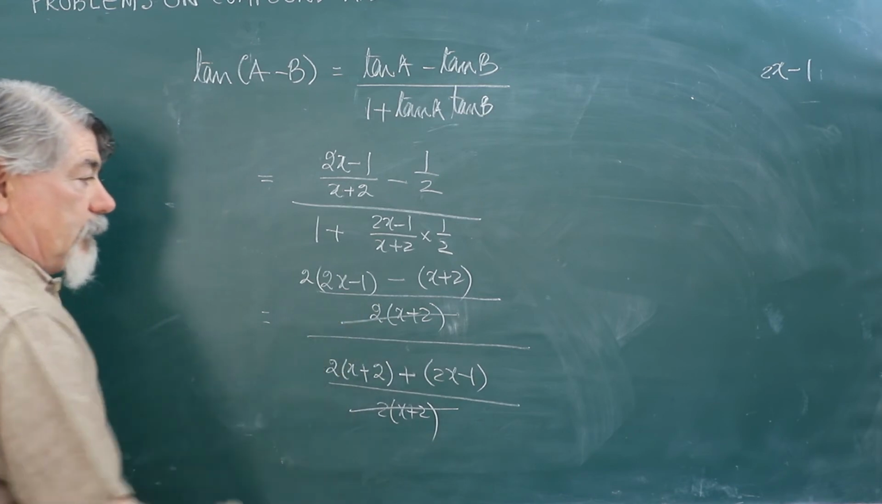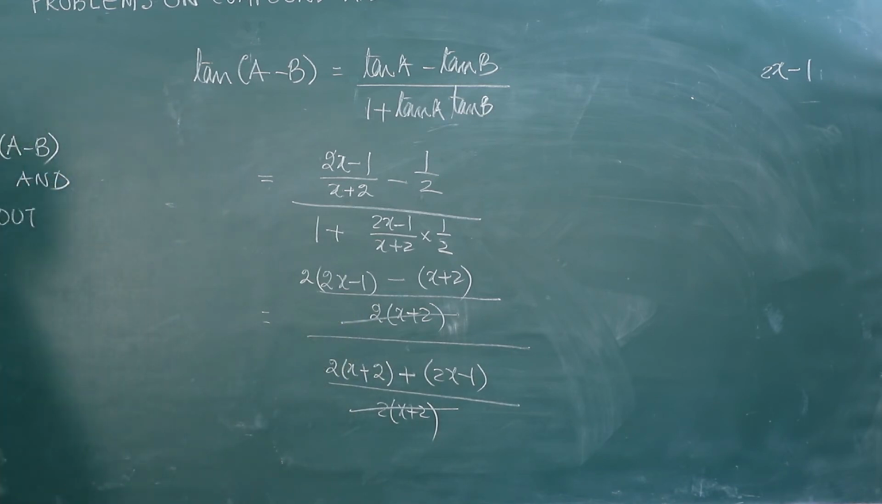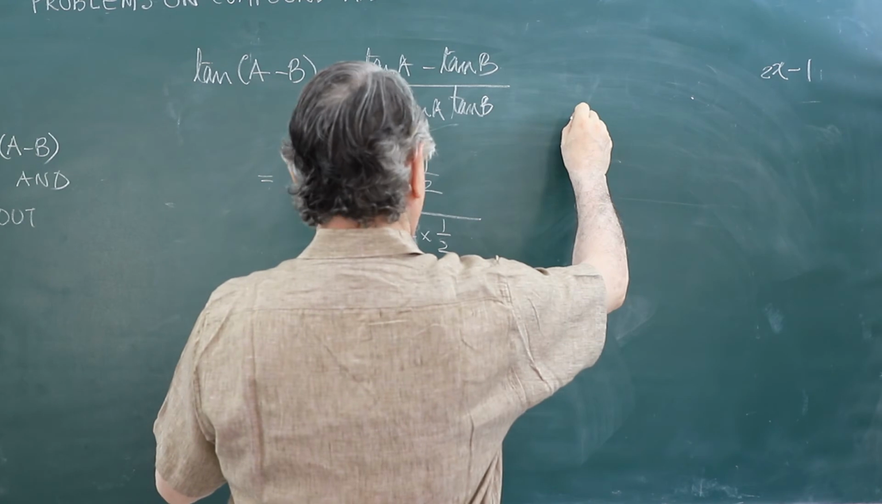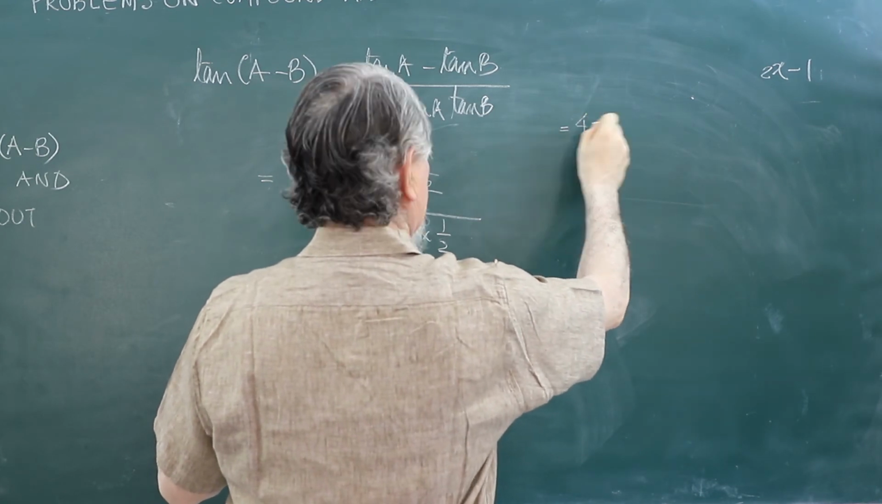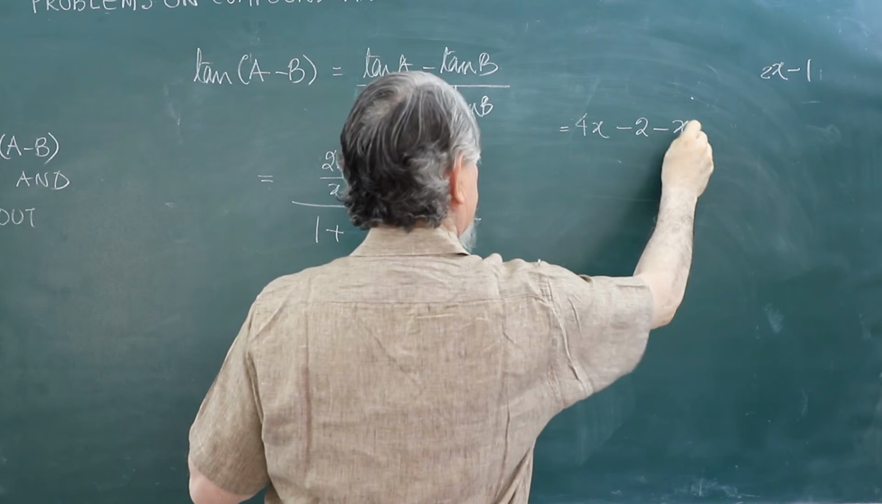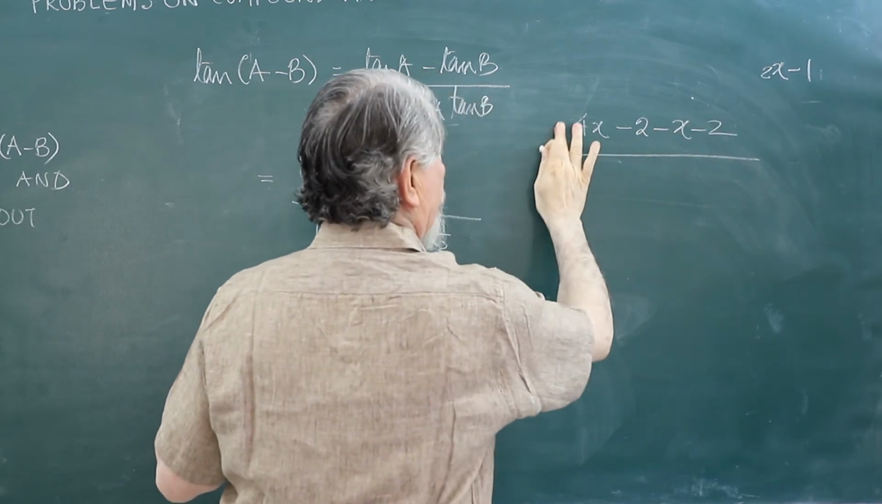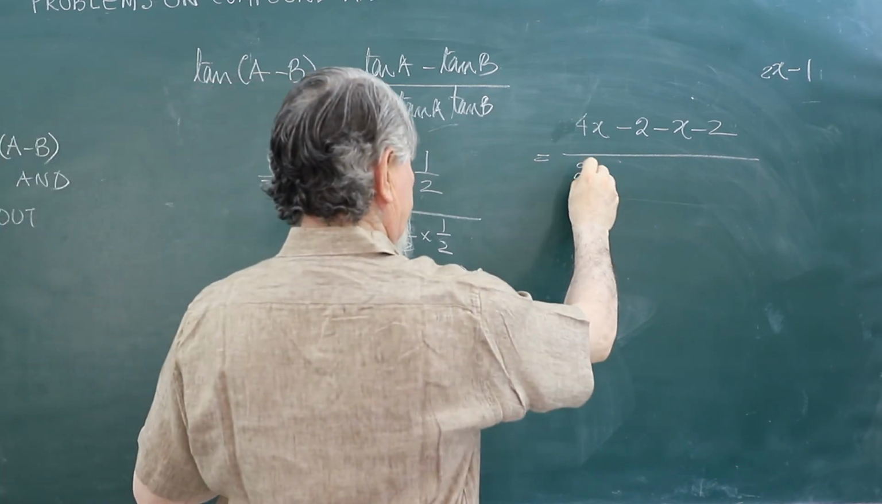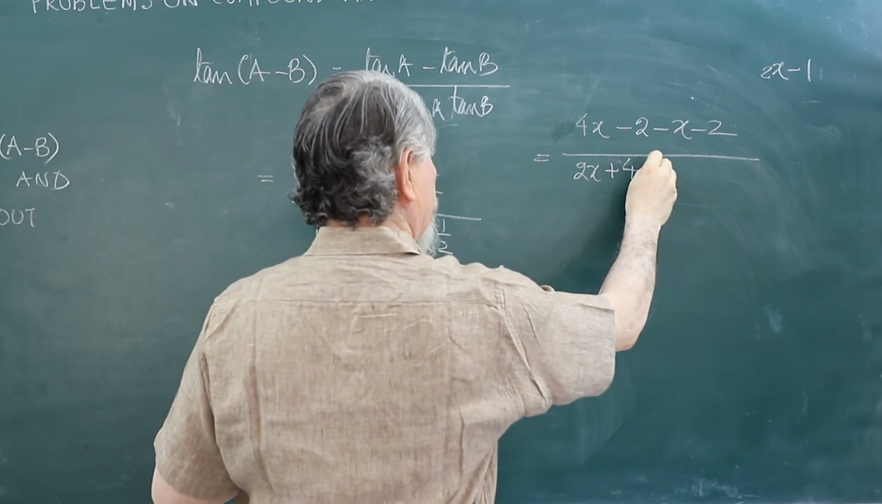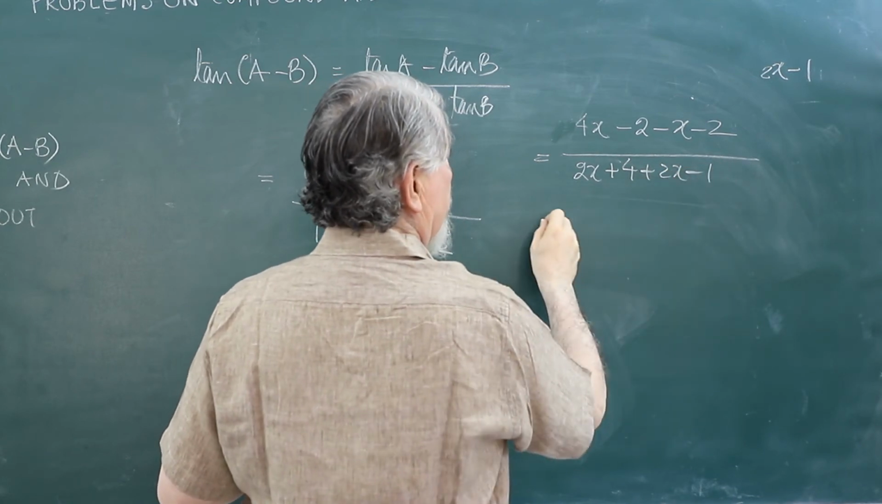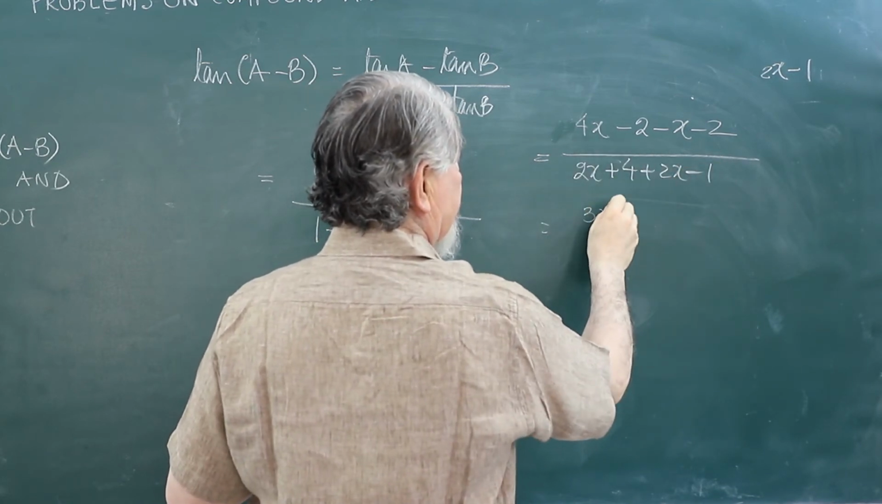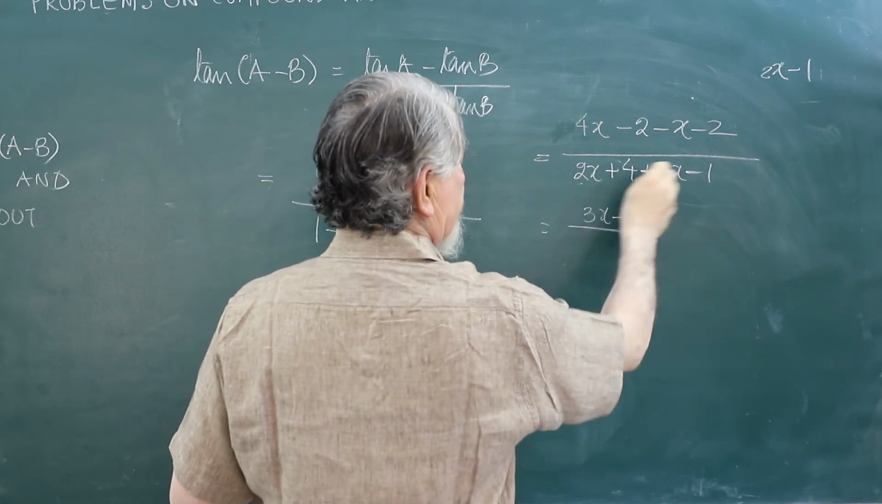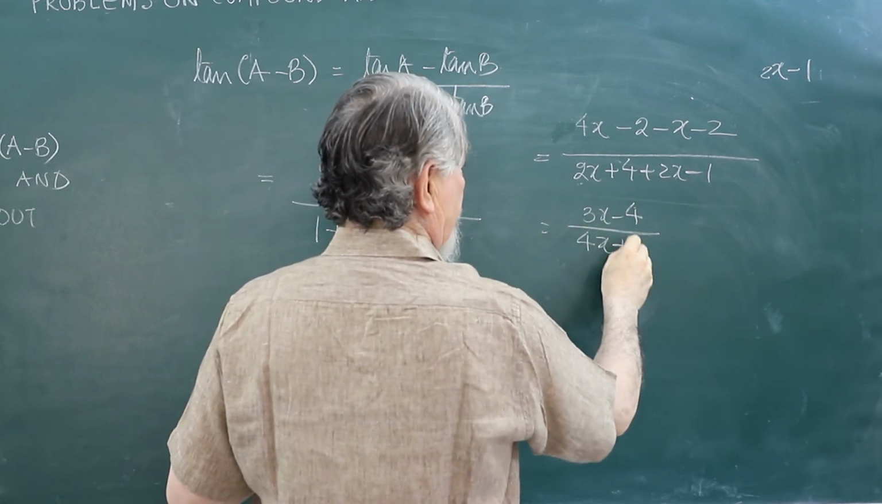This will cancel. Now it is only a simple question of simplification. You open out the brackets, express the thing in terms of x. Like it will become 4x minus 2 minus x minus 2 upon, it is what? 2x plus 4 plus 2x minus 1. So 4x minus x is 3x minus 4, 2x plus 2x is 4x plus 3.